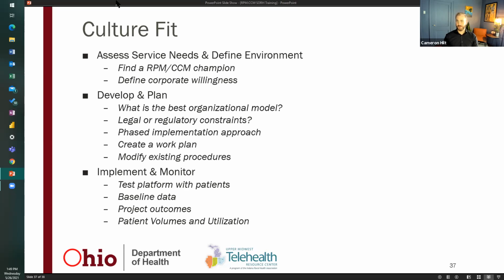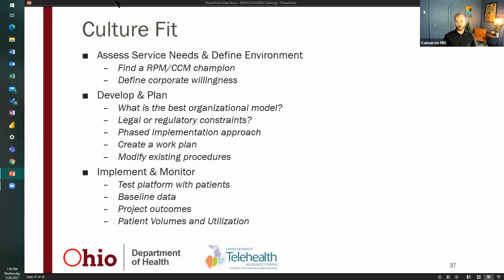So testing the platform with patients, ensuring that you're getting positive feedback from your patients and their willingness to be a part of either service is important, because that will go hand in hand with patient volumes and utilization. Another important piece, as you're looking to identify your priority problem, is to make sure you capture some baseline data.